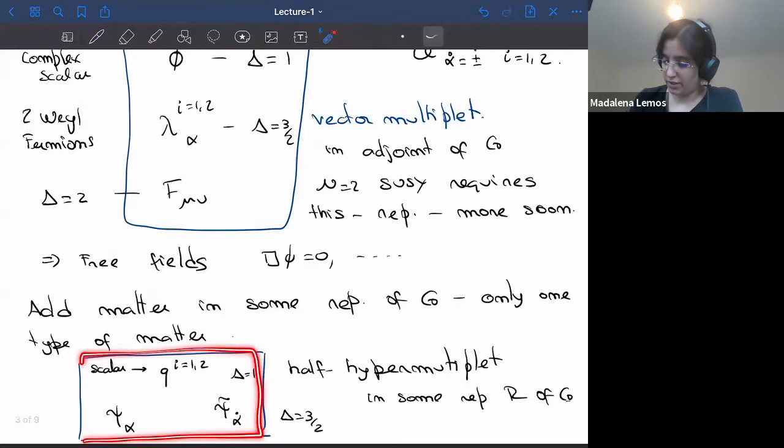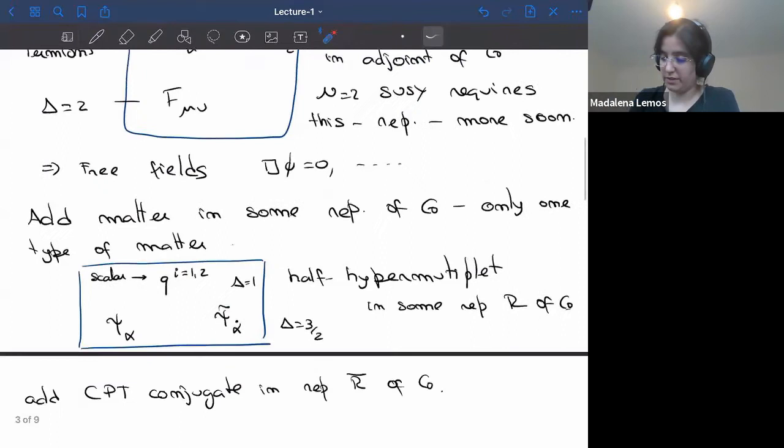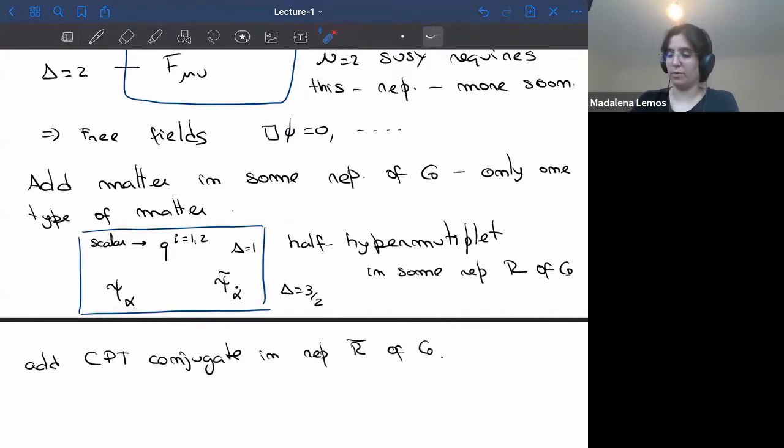I'm telling you that if I'm searching for representations of the conformal algebra or the superconformal algebra that contain free fields that I can write in my Lagrangian, I find the vector multiplet that has dimension 1, 3/2, and 2 operators. And then I have hypermultiplets that are extremely short. It's an ultra short multiplet.